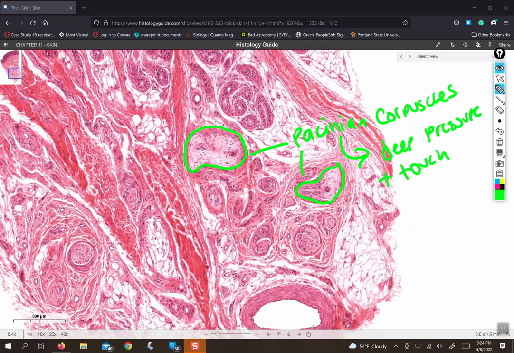So these are basically just layered arrays of sensory cells that have specific ion channels in them that respond to being pushed on or poked. And they look like the cut face of an onion. So we'll see some other examples of these as we move through, but I wanted to point them out since they're here.